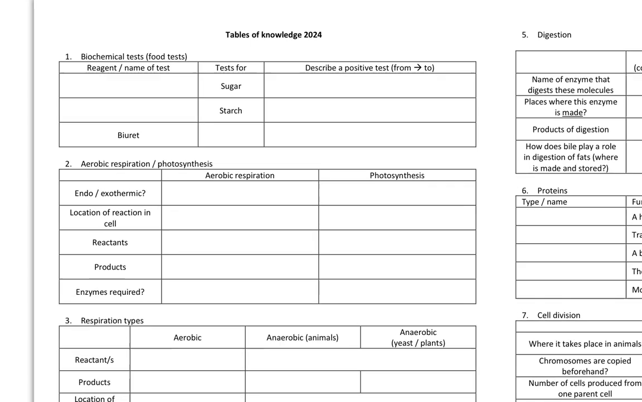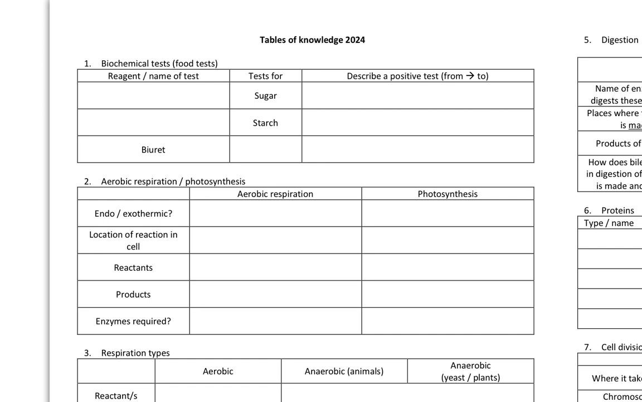Biochemical tests. Do we know these? So first of all, this one is Benedict's reagent, for sugar, and the positive test goes from blue to orange or brick red. Now you have to boil it as well. So when boiled, you have to heat it in a water bath.